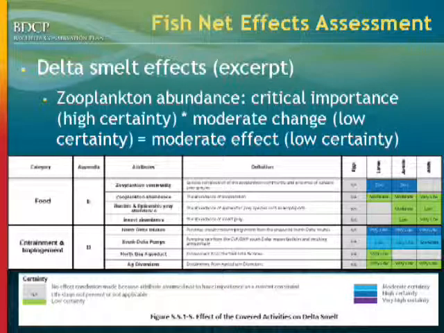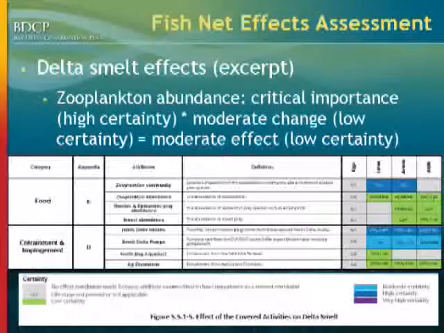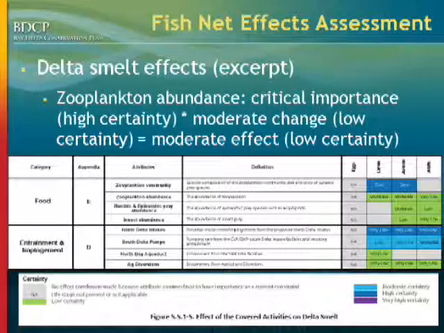And so our graphic, and this is what we've now evolved to, is this tabular format where we have the effect in words and we have the certainty in colors. You can see here that this example is for juvenile delta smelt, zooplankton abundance, a moderate positive change to this attribute because of BDCP, but with low certainty. So that's an overview of the fish net effects assessment, and as I mentioned, the detail is in chapter 5, so I hope you get a chance to read that.